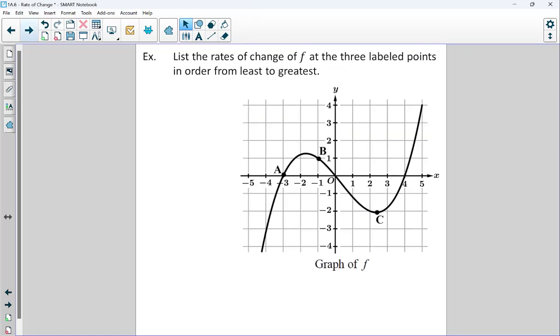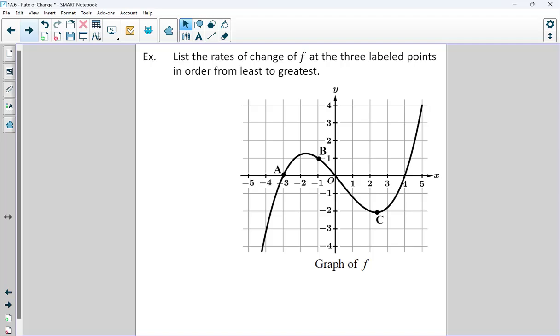All right, over the next few slides, we're going to look at some graphs and essentially just list slopes in order, either from least to greatest or greatest to least. So feel free to pause on each of these questions. Hit play when you're ready.